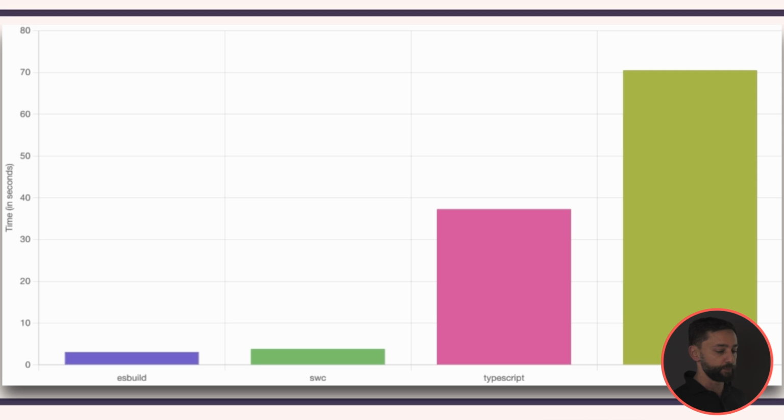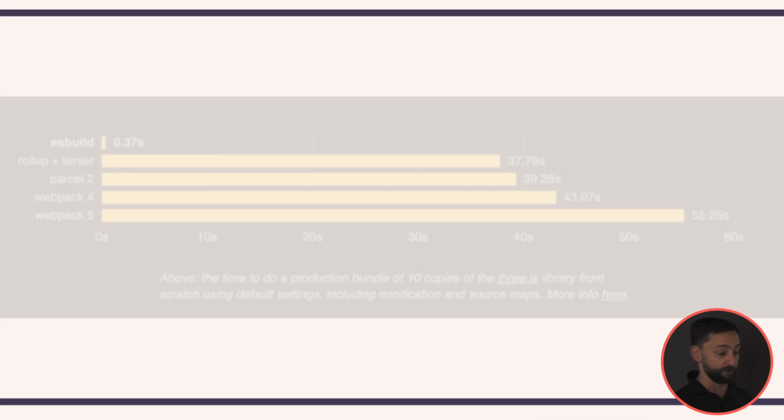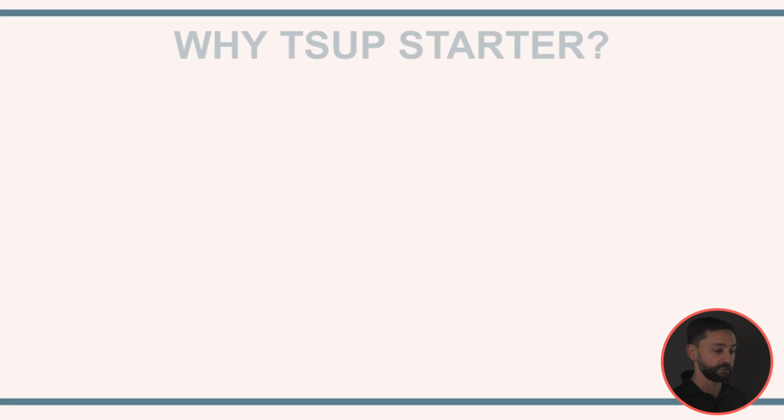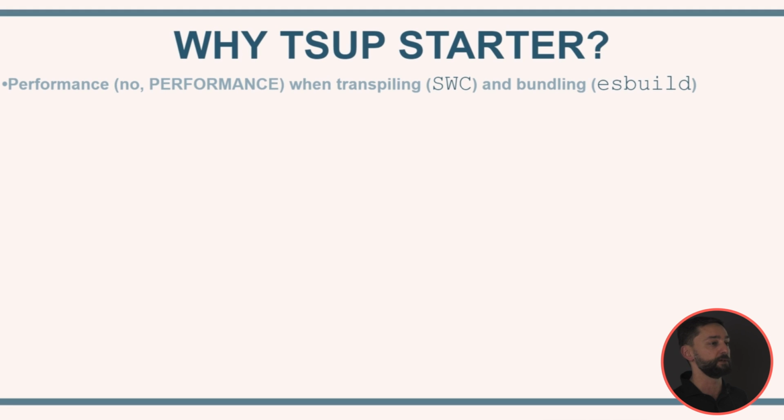So this is for the transpilation, and this is for bundling. So Webpack, which most of us are using, here's again the bigger the worse. So esbuild is just knocking these guys out of the park. So yeah, the fact number one and the answer number one to why Tsup Starter is performance when transpiling and bundling. And especially if you have big projects, then it's especially important to have good performance when building stuff.